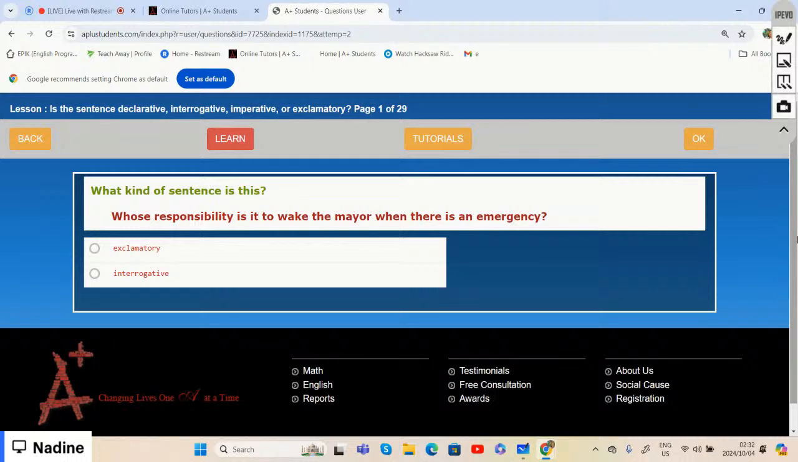All right, it says, what kind of sentence is this? Whose responsibility is it to wake the mayor when there is an emergency? Is it option one, that is an exclamatory sentence, or option two, it is an interrogative sentence?